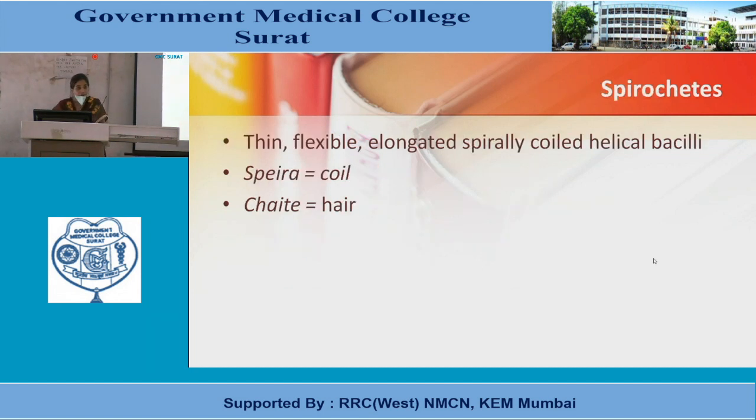Spirochetes are thin, flexible, elongated, spirally coiled helical bacilli. Spira means coil-like, and chete means hair. So it is a coil-like, hair-like structure.